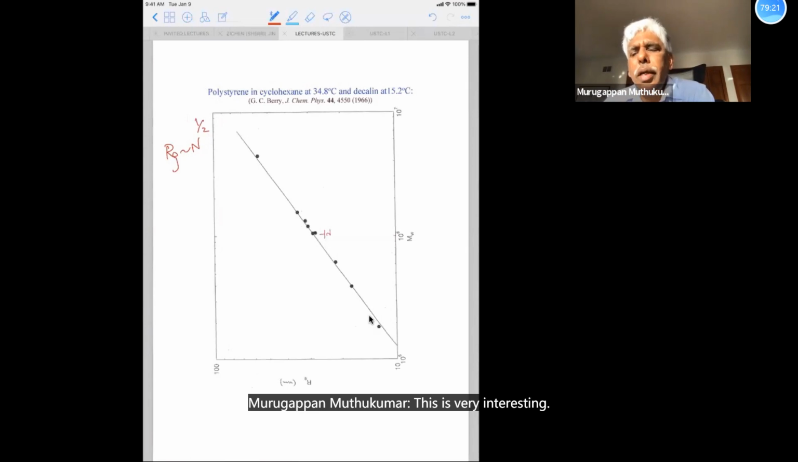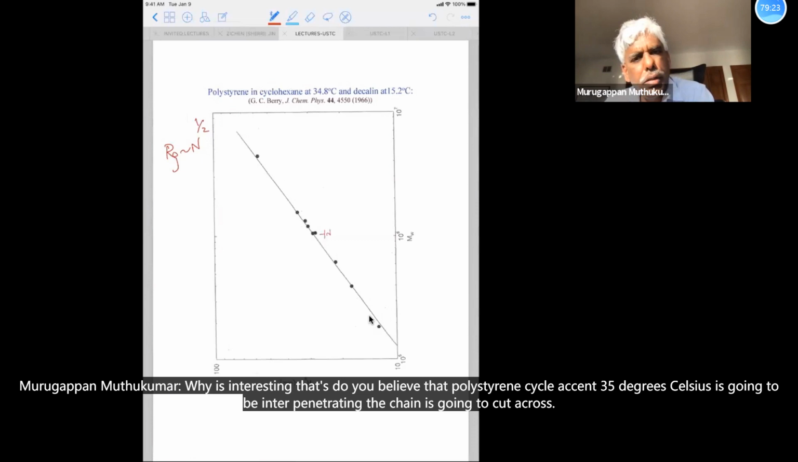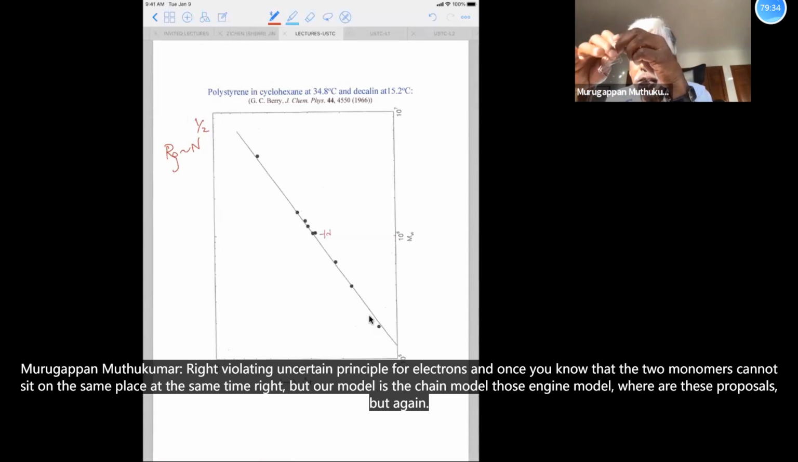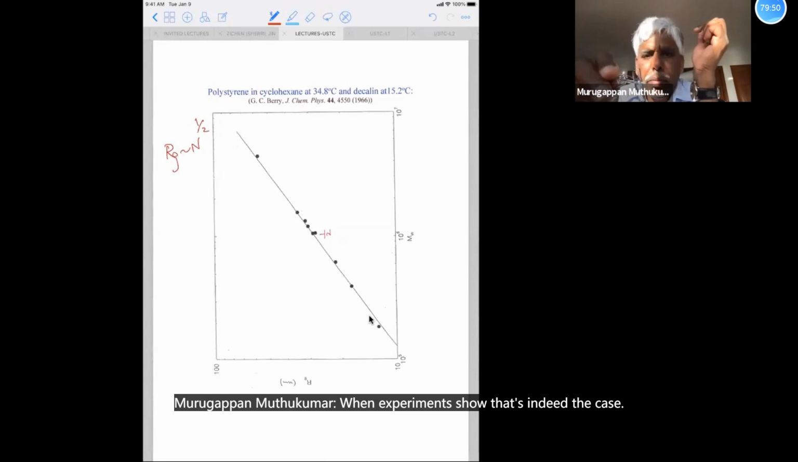This is very interesting. Why is it interesting? Do you believe that polystyrene in cyclohexane at 35 degrees Celsius is going to be interpenetrating? The chain is going to cut across, violating the exclusion principle, that two monomers cannot sit in the same place at the same time. But our model is the Kuhn chain model, the Gaussian chain model, where Rg is proportional to the square root of n. And experiments show that that's indeed the case.